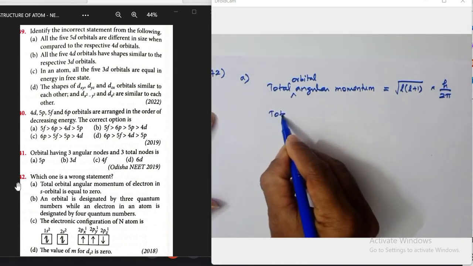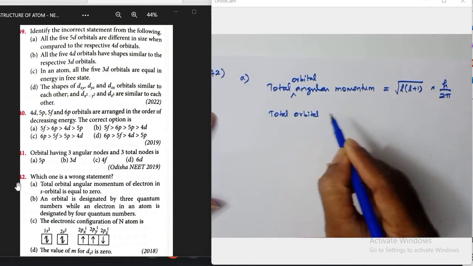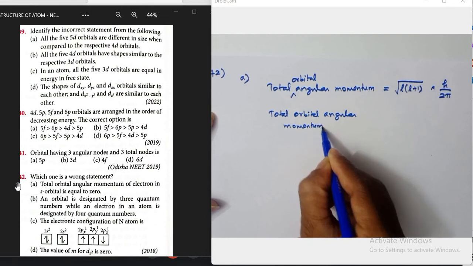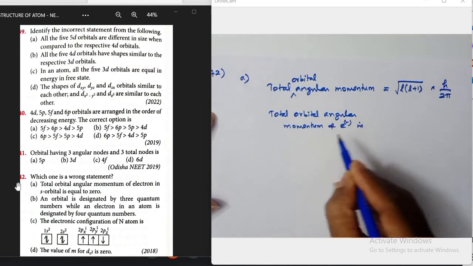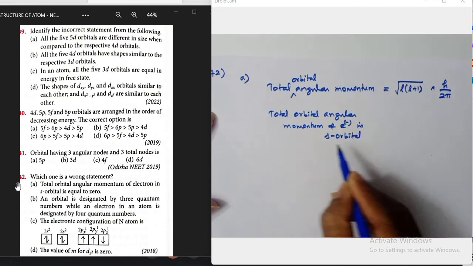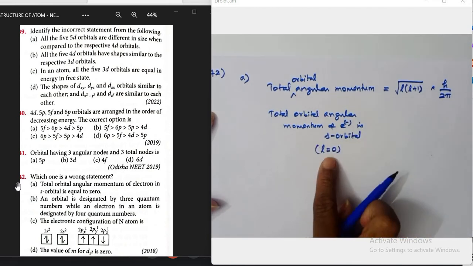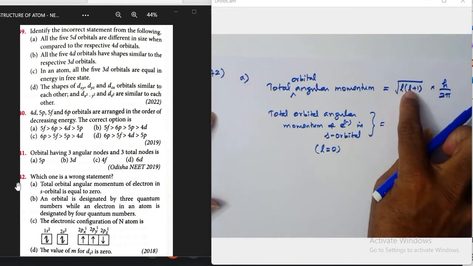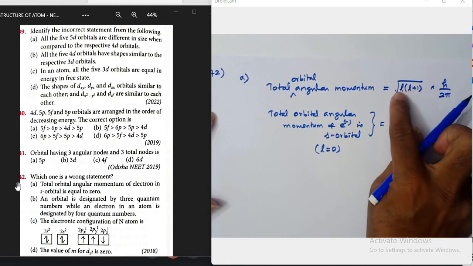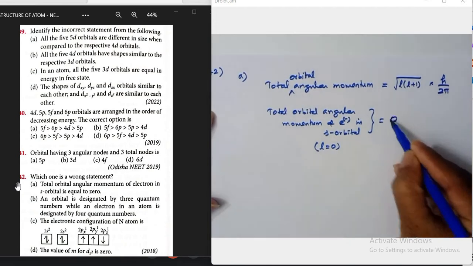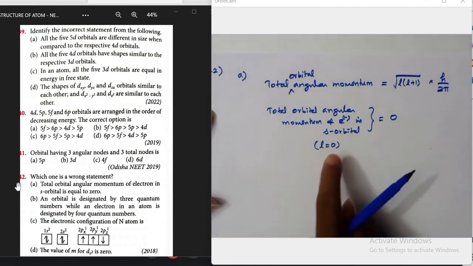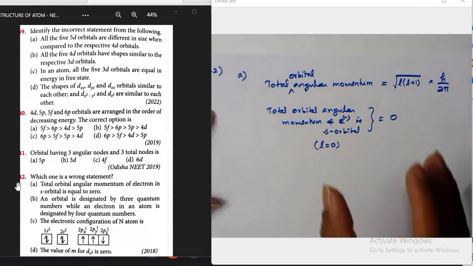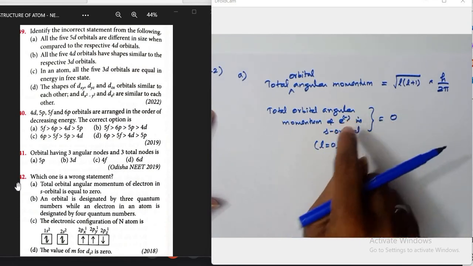Total orbital angular momentum of electron in s orbital. For s orbital, L value is 0. Remember, for s orbital, L value is 0. Therefore, if I put L equal to 0 here, 0 into whatever it is, 0, square root of 0 is also 0, 0 into this 0, so the entire value becomes 0. I repeat, if L is 0, this becomes 0. If this is 0, this is all into this, so that is also 0. So total orbital angular momentum of electron in s orbital is 0.